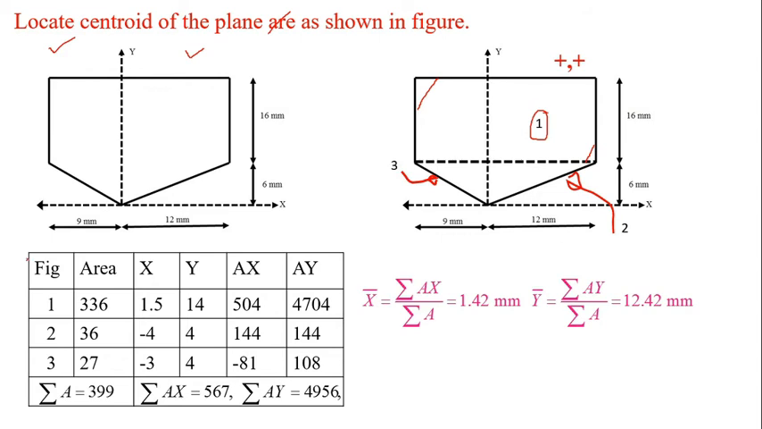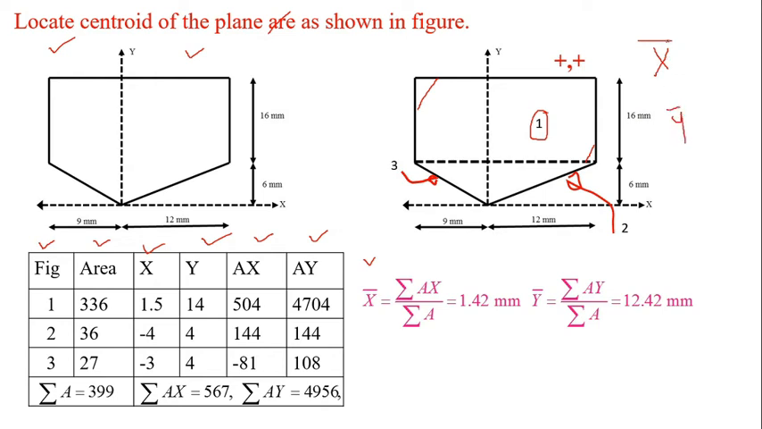Now you have to draw a table like this. First column figure number, second column area, third column x, fourth column y, then ax and ay. Now this figure is unsymmetrical, so we have to locate x bar as well as y bar. We have to locate x bar, so we have to use the first equation, and then we have to locate y bar.